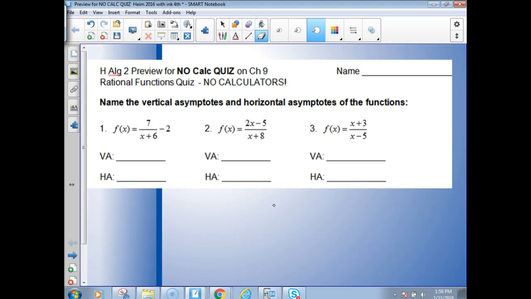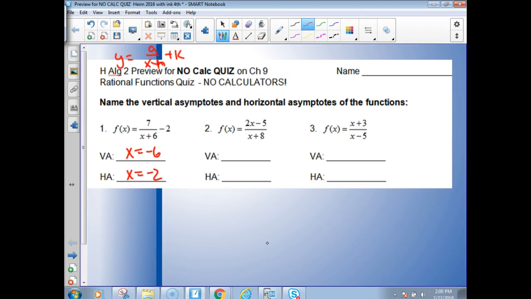Hello, this is the quiz preview for the no calculator portion of tomorrow's quiz. The only one here that is in the parent function shifted form is the first one, which is in the form y equals a over x minus h plus k, where h is the vertical asymptote and k is the horizontal. So x equals -6 is your vertical asymptote, and x equals -2 is your horizontal asymptote.